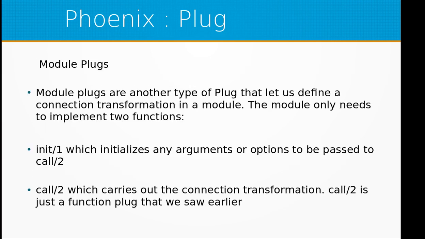Module plugs are another type of plug that let us define a connection transformation in a module. The module only needs to implement two functions: init, which initializes any arguments or options to be passed to call, and call, which carries out the connection transformation. Call is just a function plug like we saw earlier.